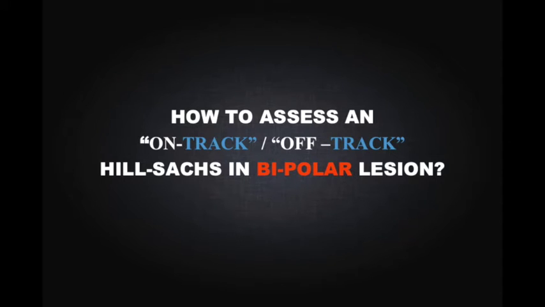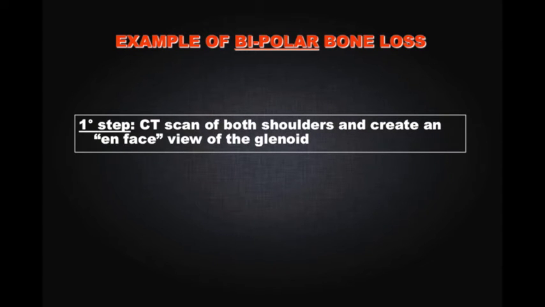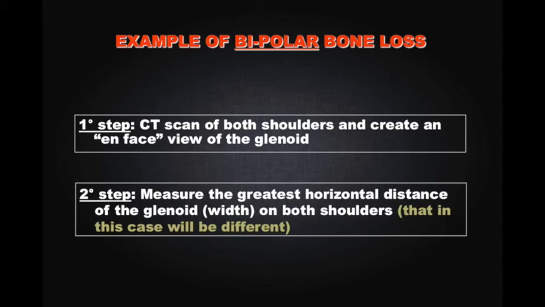How to assess an on-track, off-track Hill-Sachs in bipolar lesion? The next example is one of humeral bone loss and glenoid bone loss. First step, CT scan of both shoulders and creation of an en face view of the glenoid. Second step, measurement of the greatest horizontal distance of the glenoid width on both shoulders, which in this case will be different.